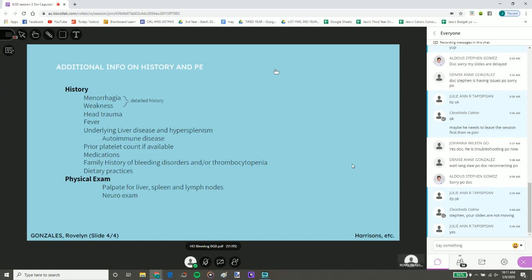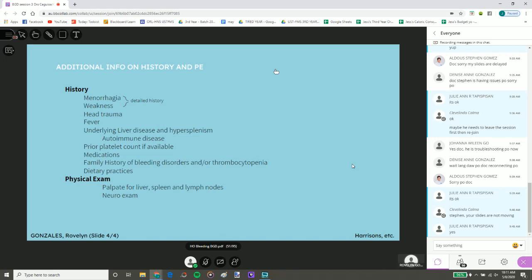Sorry. So, additional info that should be asked. For the menorrhagia and weakness, we should have a detailed history. As for the menorrhagia, we have to know the usual volume of her menses by asking the number of pads used, the regularity of the period, and for how long she normally has her menses. And for the weakness, we should ask for the onset of it and what occurrences were prior to the weakness. It is also necessary for us to ask about any traumatic events, which could also be the cause of the cerebral hemorrhage.